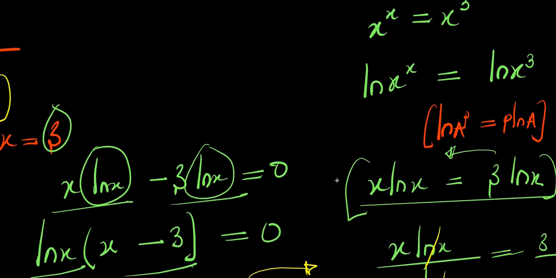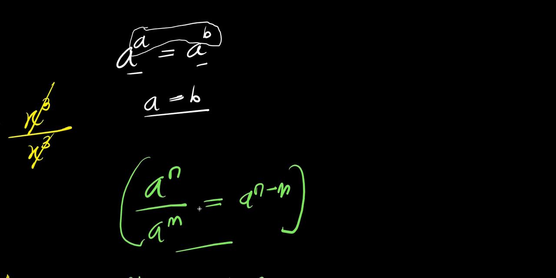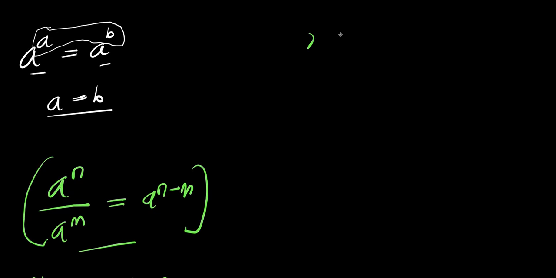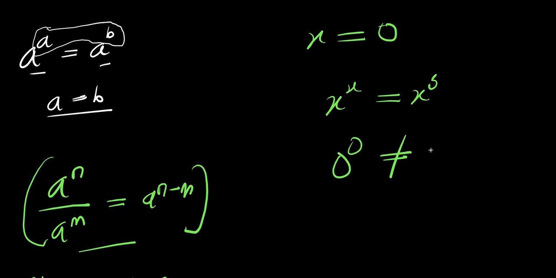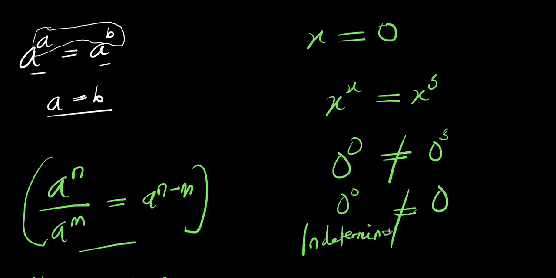I know some people might think of considering 0. 0 is not a solution because if you have x equals 0 and you have x power x equals x power 3, 0 is obviously not a solution because 0 power 0 is not the same as 0 power 3. 0 power 3 is 0, but 0 power 0 is not the same as 0. This is indeterminate. So this is not the same as 0. That is why 0 is not a solution.